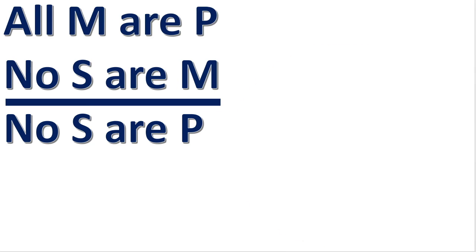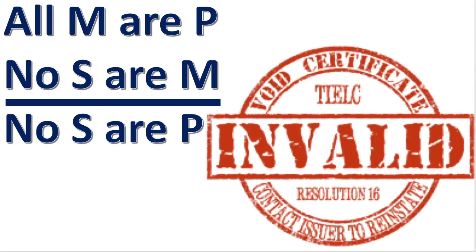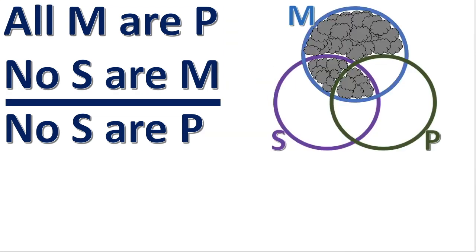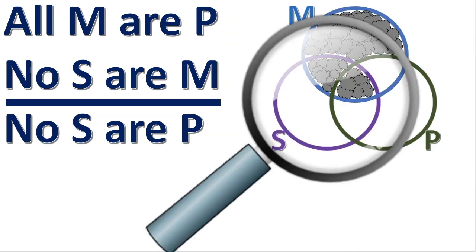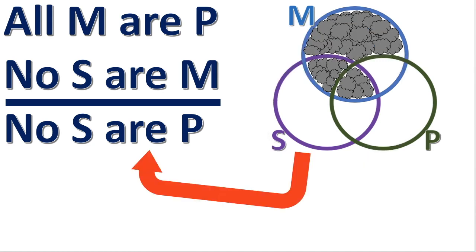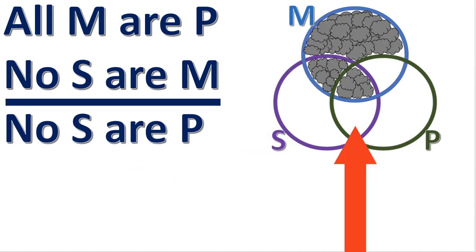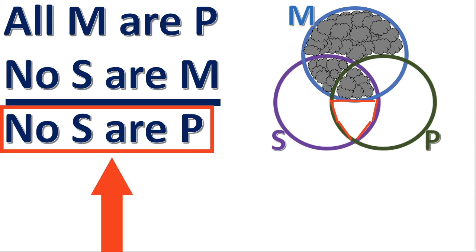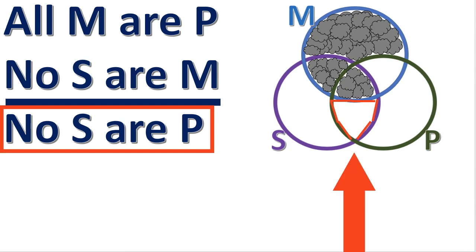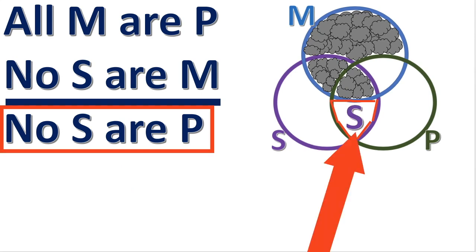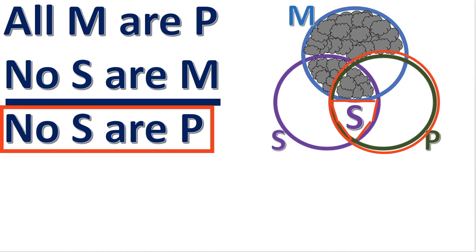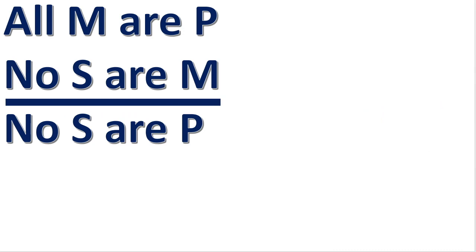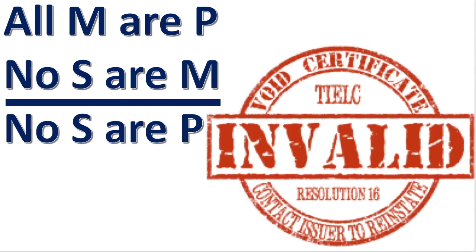Now, here's an example of an invalid syllogism. When you diagram the premises, the diagram looks like this. And when you look at the diagram to see if it supports the conclusion, you will notice that this area is not shaded. But the conclusion says that no S are P. Since the diagram shows that a member of S could be here within the P circle, the diagram does not support the conclusion, and therefore the syllogism is invalid.